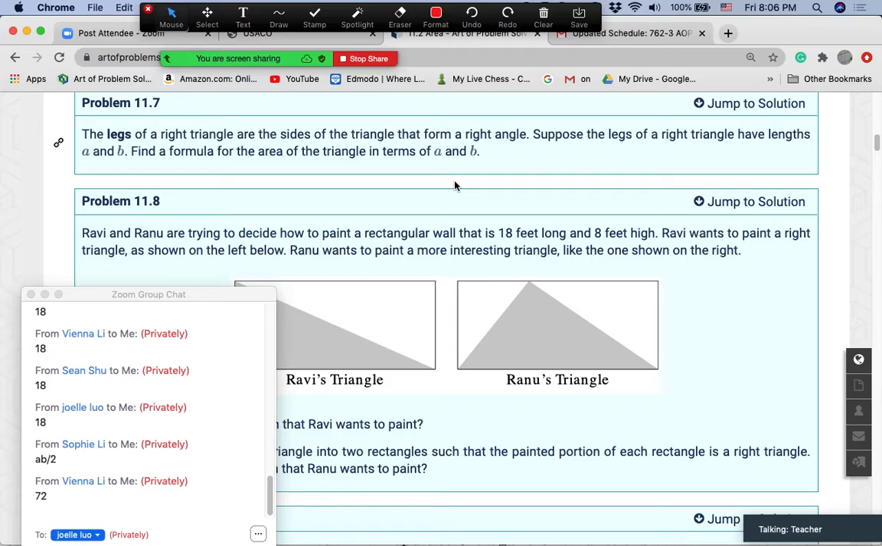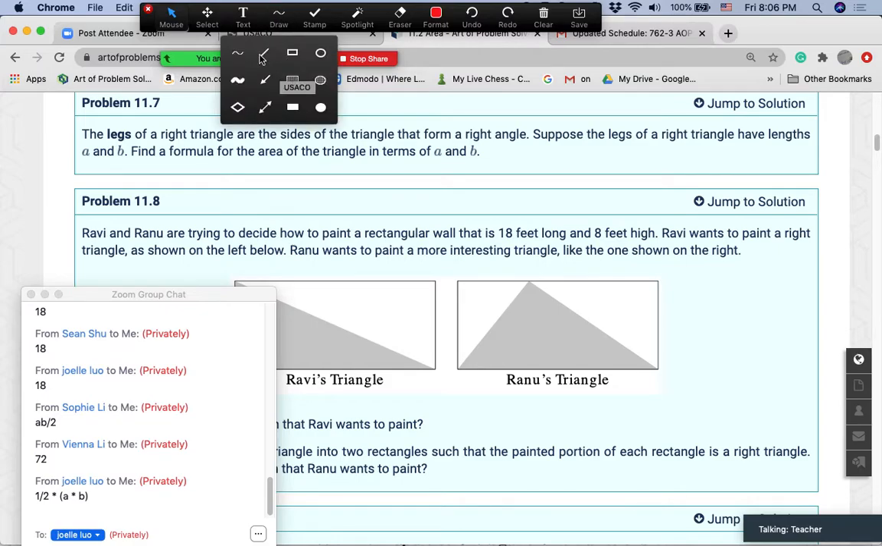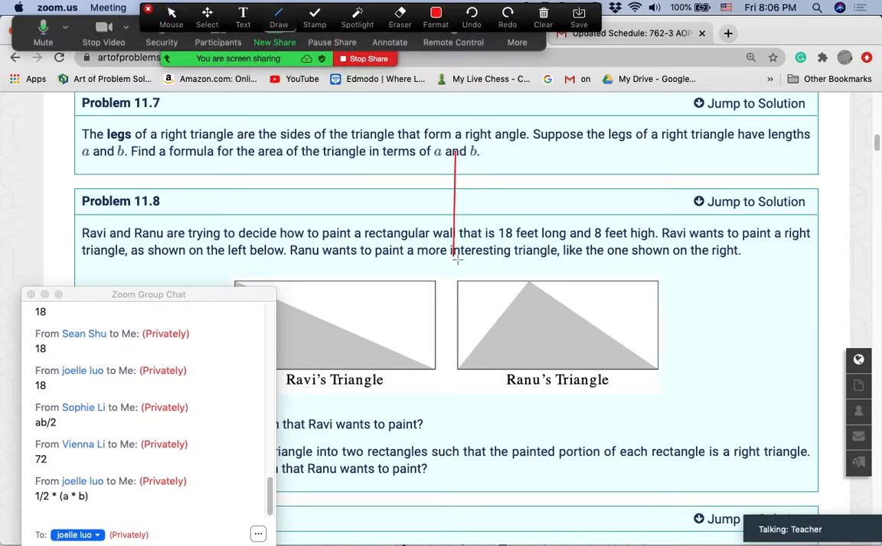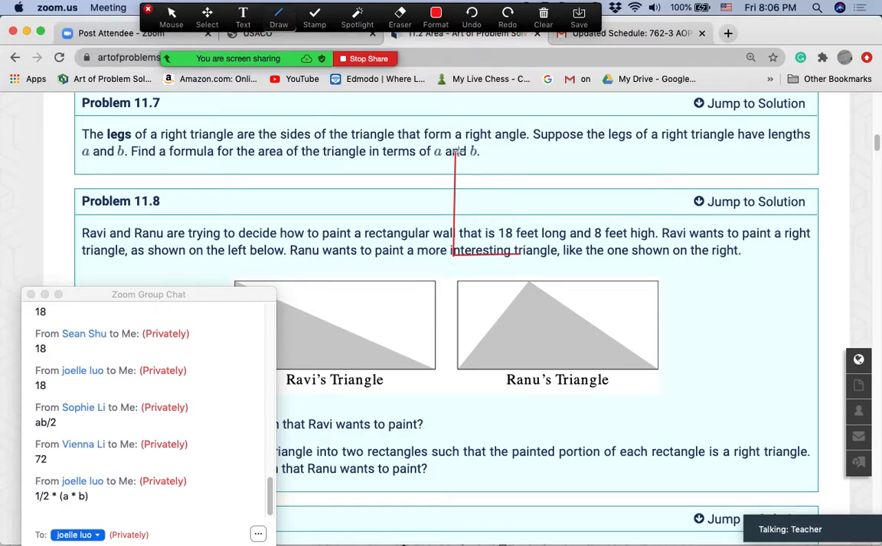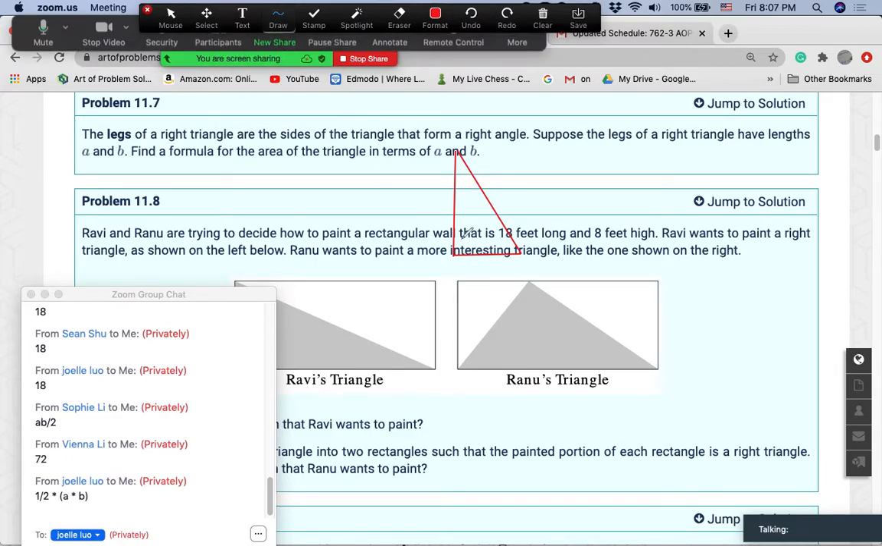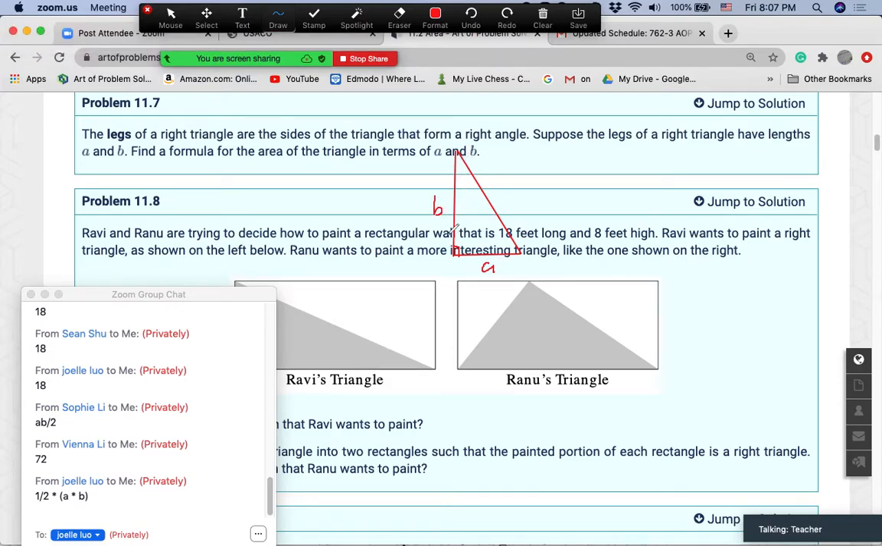Vienna, they did not ask you to find a number. Actually, they did not give you a number, so you should not write a number. They ask you to write a formula. You use A and B to represent the area of the right triangle. Suppose this is the right triangle. They tell you this leg equals A, this one equals B, then they ask you to calculate the area of this right triangle.